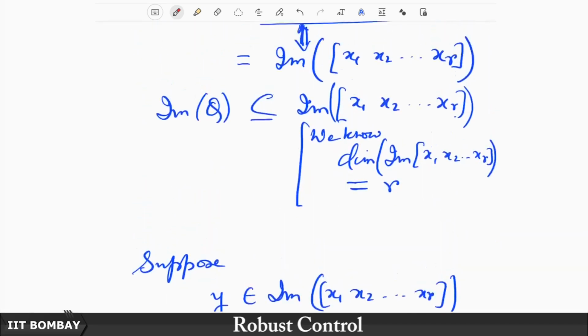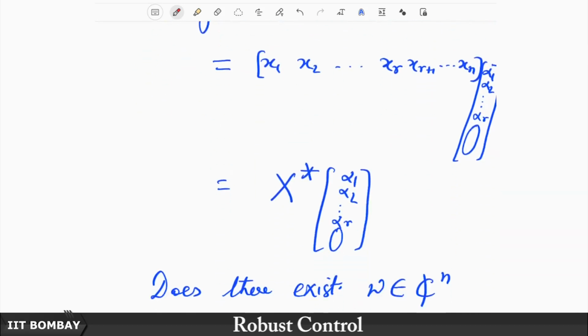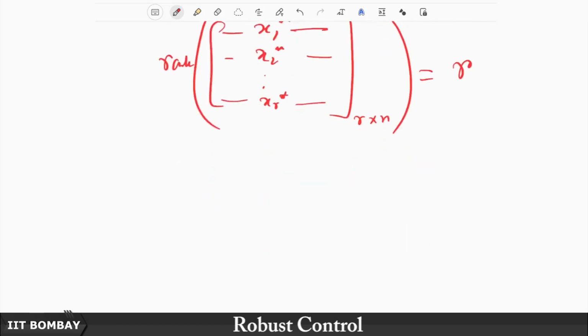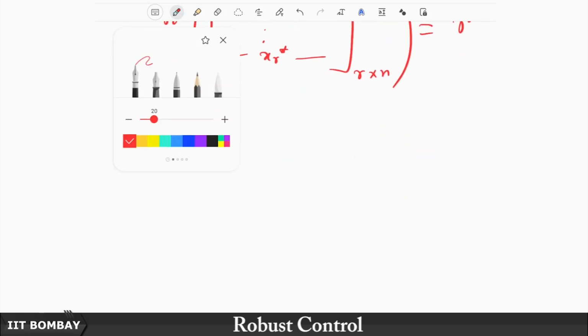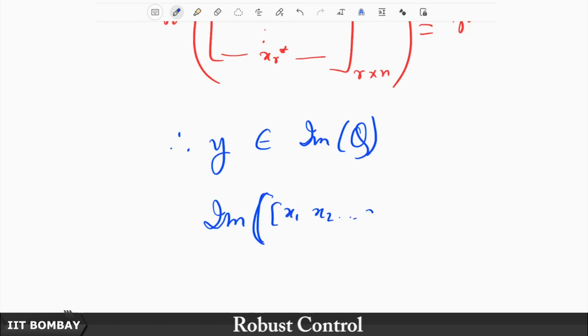The point I am trying to make is that whenever y belongs to this image, it also belongs to the image of Q. If you believe me on this, and if you do not, just go back to your linear algebra lesson, then we deduce that y belongs to the image of Q, and hence the image of x1, x2 dot dot dot till xr is also contained in the image of Q. So, look at this deduction here.